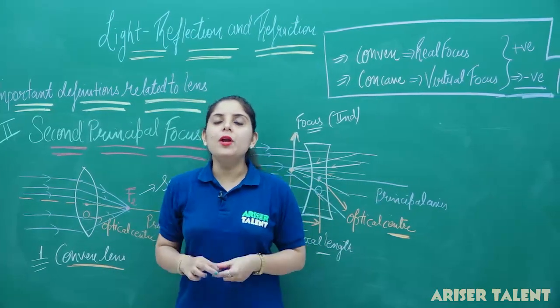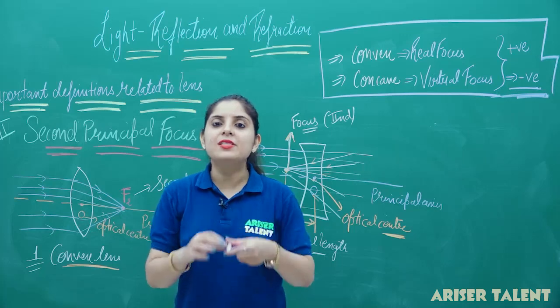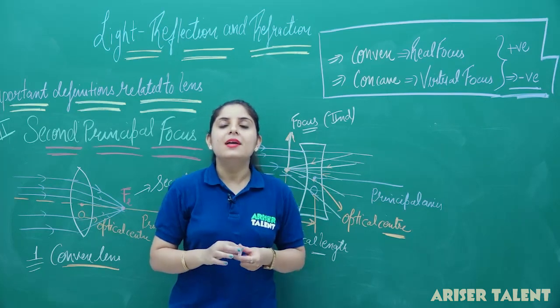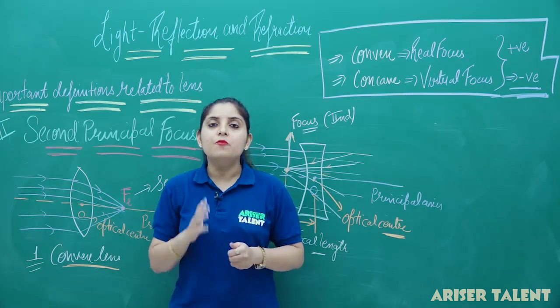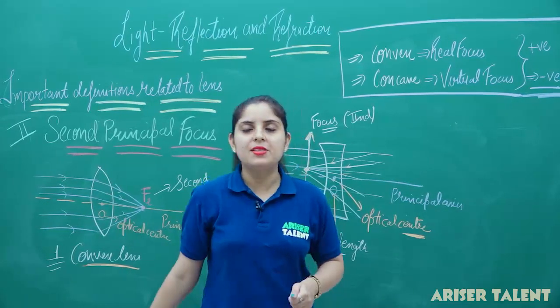So this is how the focus, second principal focus, can be determined in case of the convex and concave lens. So in our today's lecture we have discussed the three important terms, that is the optical center, first principal focus and second principal focus.